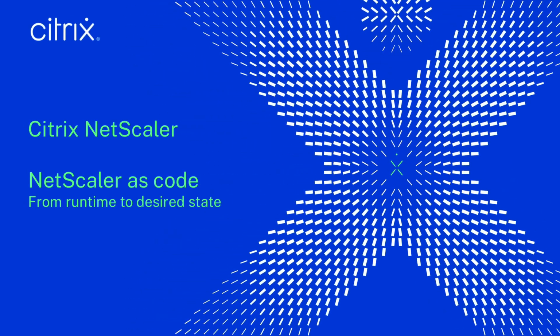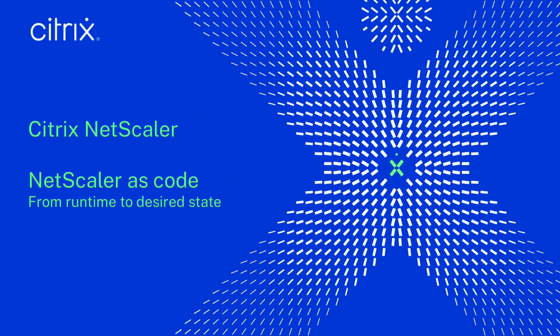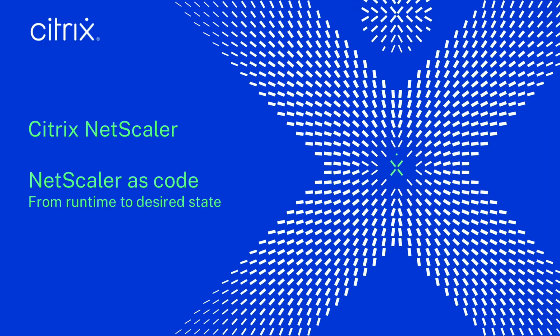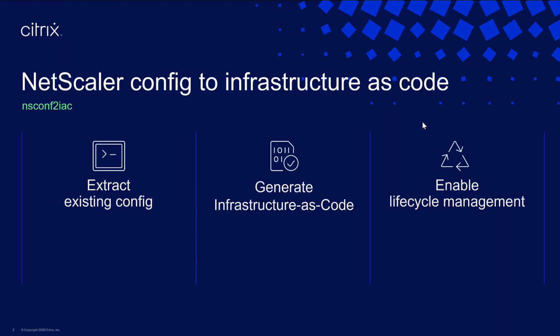You develop a NetScaler configuration that works. All the right settings are in place, traffic is flowing, everything behaves as expected. But that configuration only exists as it's running today on that instance, not as something you can clearly define, reproduce, and control. That's where the NetScaler config to infrastructure as code tool comes in, also known as NSCONF2IAC. Let's look at what that actually means.